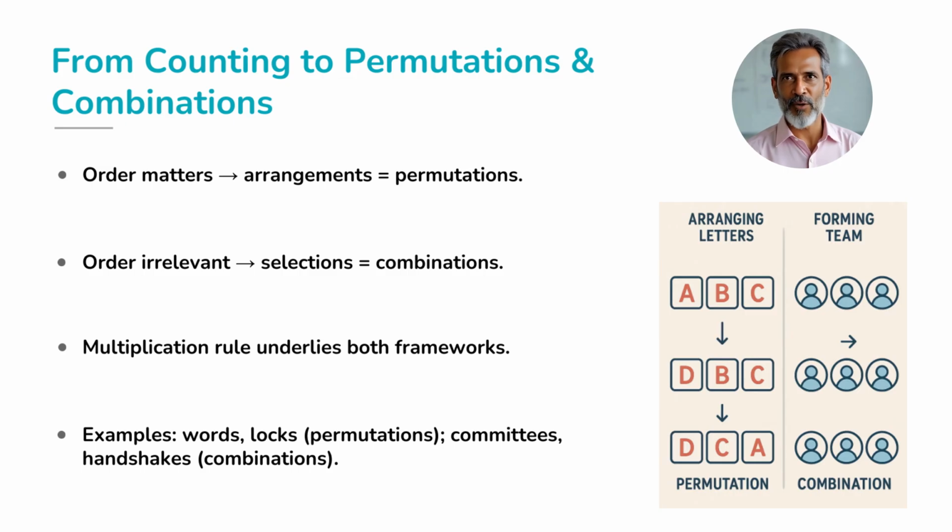Other times the order didn't matter, like with handshakes or committees. When order matters, we are talking about permutations. When order doesn't matter, we are in the world of combinations. And underneath both lies the same foundation, the multiplication principle. Think of it as the roots of a tree from which branches of permutations and combinations grow. In the coming lessons, we'll climb up that tree branch by branch.